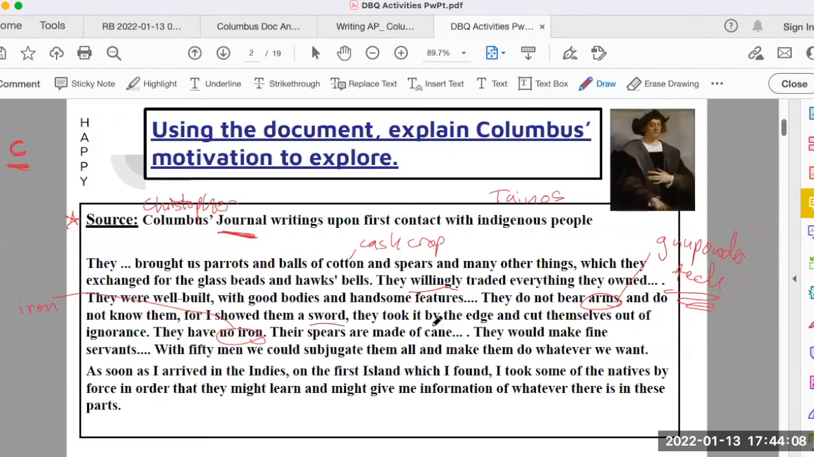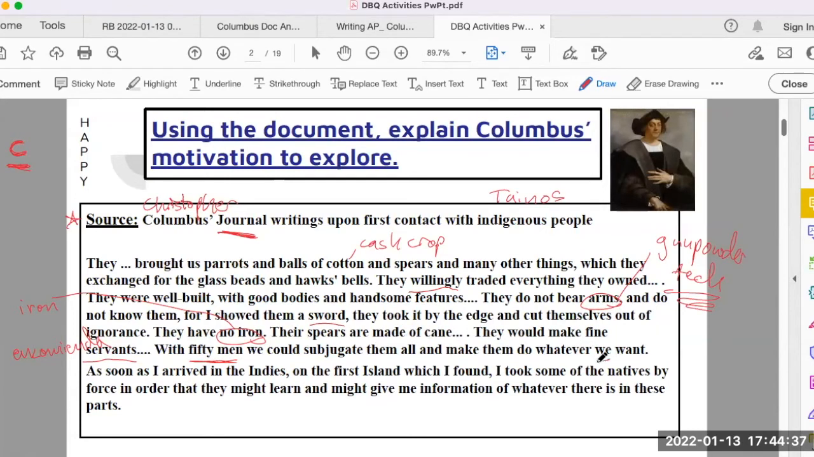Their spears are made of cane, meaning wood. They would make fine serpents. So already we know that eventually the Spanish in particular are going to enslave the Native American population through the encomienda. So I'm already jotting down these notes of what I could use in my essay to support my thesis. With 50 men, not a lot, we could subjugate or control them all and make them do whatever we want.